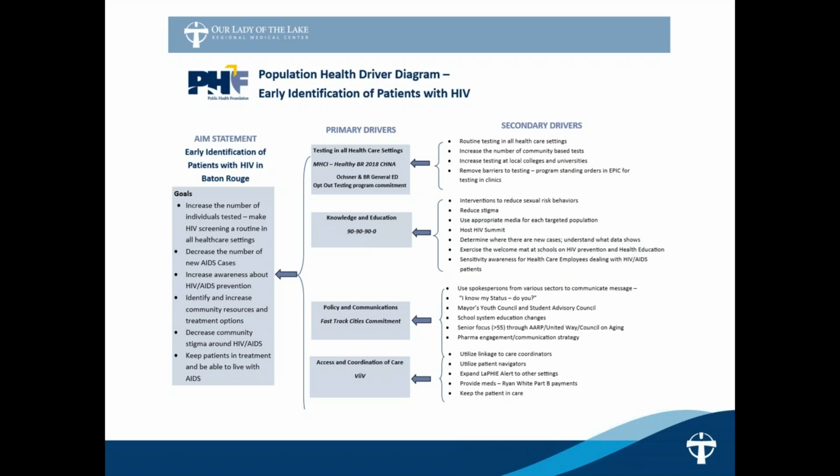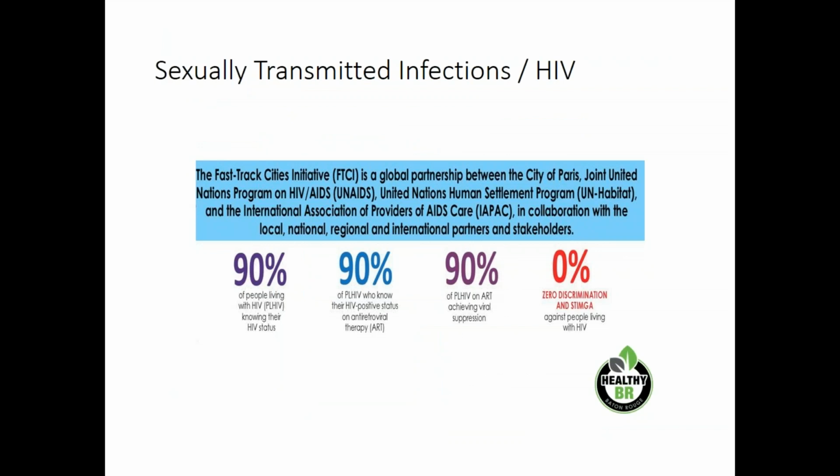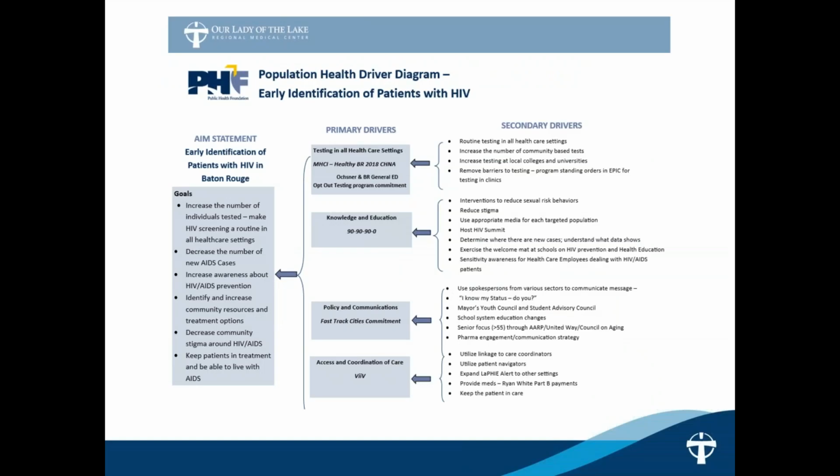90-90-90-0 from that agreement. And if you flip to the next slide for me, we'll show you what we're talking about when we say 90. 90% of the people with HIV knowing their HIV status, 90% are on antiviral therapy, 90% are achieving viral suppression, and 0 discrimination and stigma against people living with HIV. You can go back to the next slide, which is a repeat of the previous slide we were on.